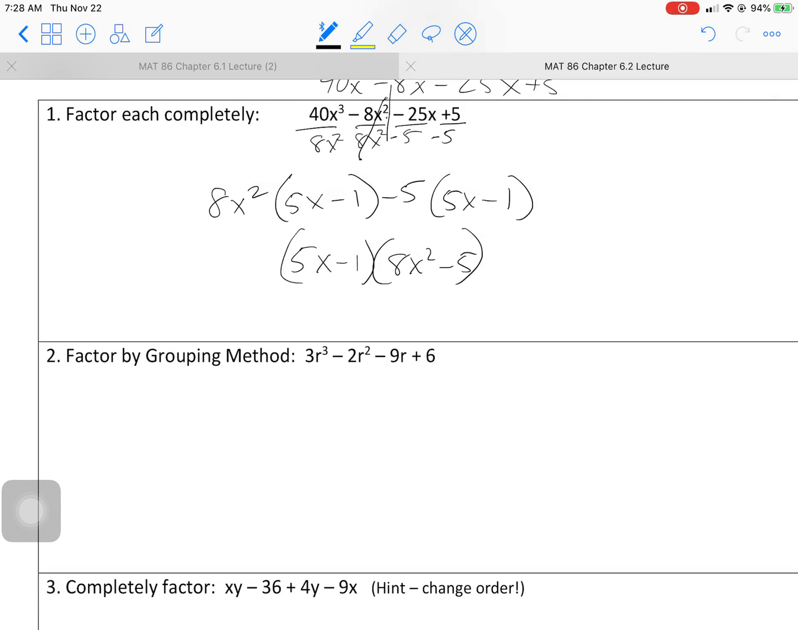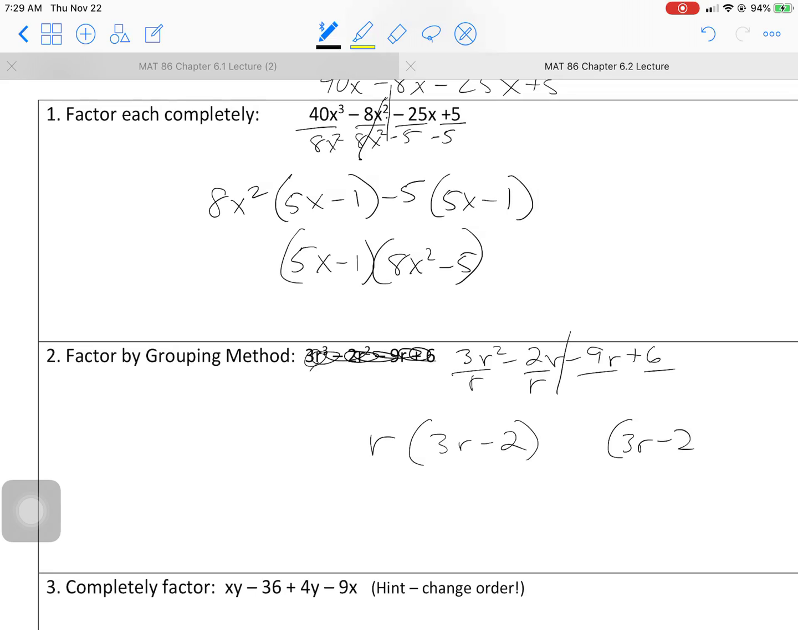All right. Oh, and I did this one too. So this should be 3r squared minus 2r minus 9r plus 6. I believe I changed that to that, so I'll have to check this PDF here. Okay, so let's see. R is in common. I guess I gave you a lot of reverse the signs because that is really a tricky thing.